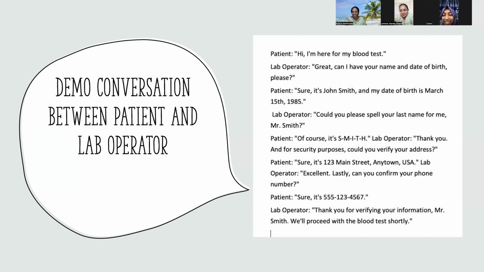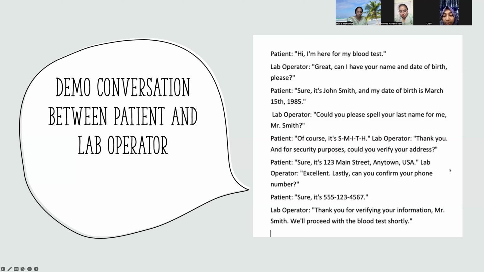Okay, then. For security purposes, could you please share your address? Yeah, of course, it's 36 Block B, Baghulbari, West Purulia. Thank you. And if you have no problem, could you please confirm your mobile number with us? Yes. It's 01300291376. Okay, thank you so much. We'll proceed with your blood test shortly.